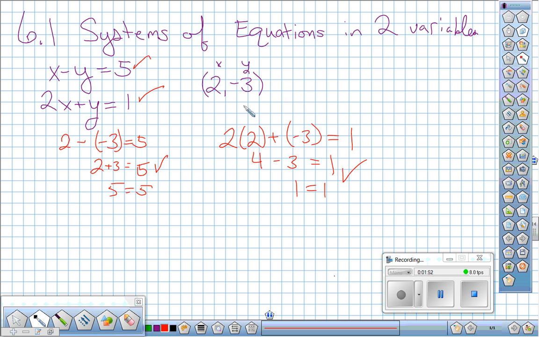So if you need to check your answers, these are the steps you'll do. It doesn't matter that the 5 and the 1 are not the same, just as long as I have the same thing on the same equation. That's what actually is going to matter.